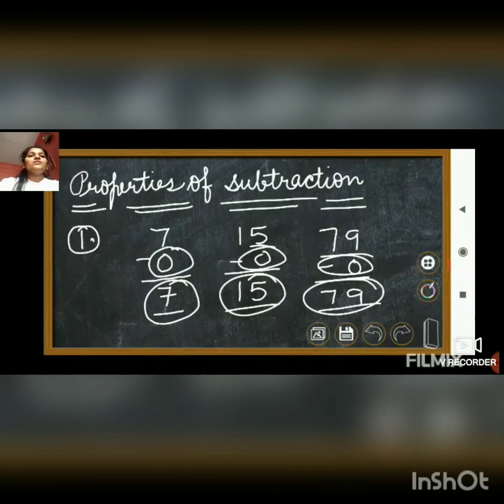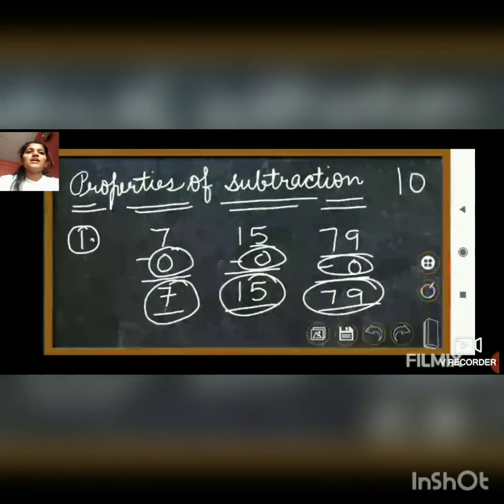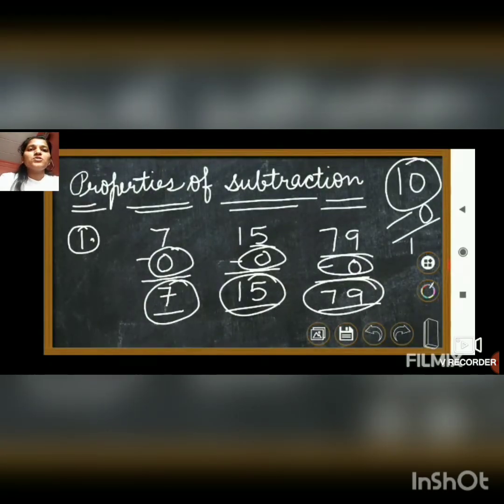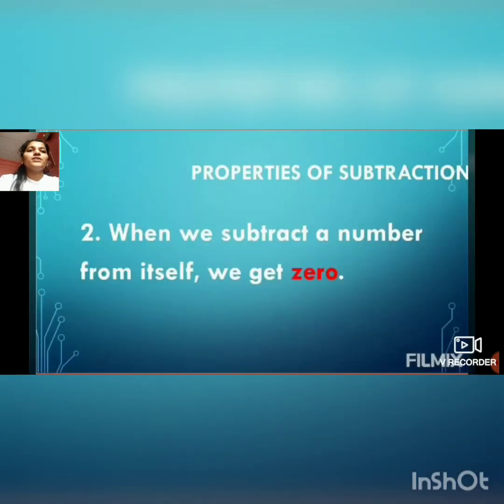Now we are going to see one more example for this. We have seen that 7 minus 0, the answer is the same, that is 7. The second question, 15 minus 0, the answer is the same, 15. Here we are taking 10, and 10 minus 0 also gives the same answer, that is 10 only. Now students, I hope you have all understood this property. We are going to take more examples.